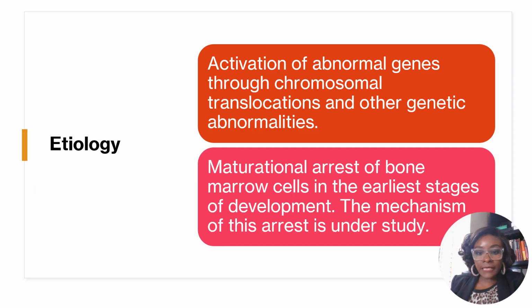So generally, the etiology of AML. AML comes about because of abnormality in the genes. There are chromosomal translocations and genetic abnormalities that bring about the aberrations that lead to the malignant myeloid cells that are developed. And these cells proliferate in the bone marrow, and at the end of the day, what they cause is anemia and they disrupt hemopoiesis.